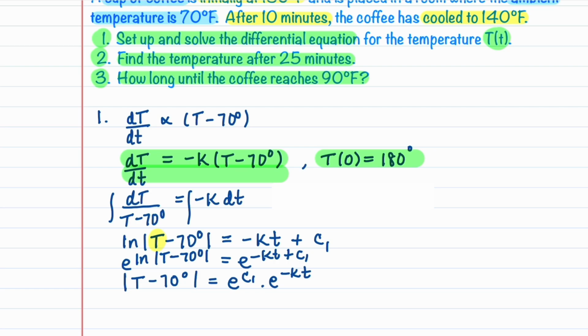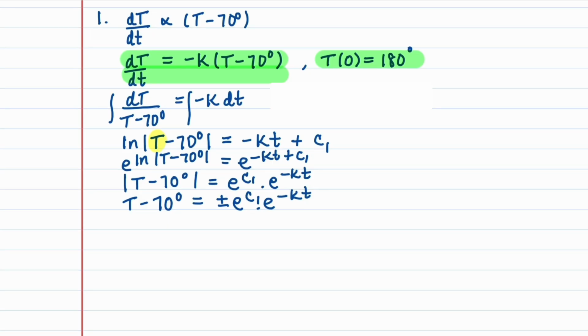Now let's get rid of the absolute value on the left. So we just have T minus 70 degrees, and we'll bring the plus minus over here to the right. That's from the absolute value. And now let's get capital T all by itself. I am going to rename this constant right here, and I'm going to call that C. So we have T equals C e to the minus kt plus 70 degrees.